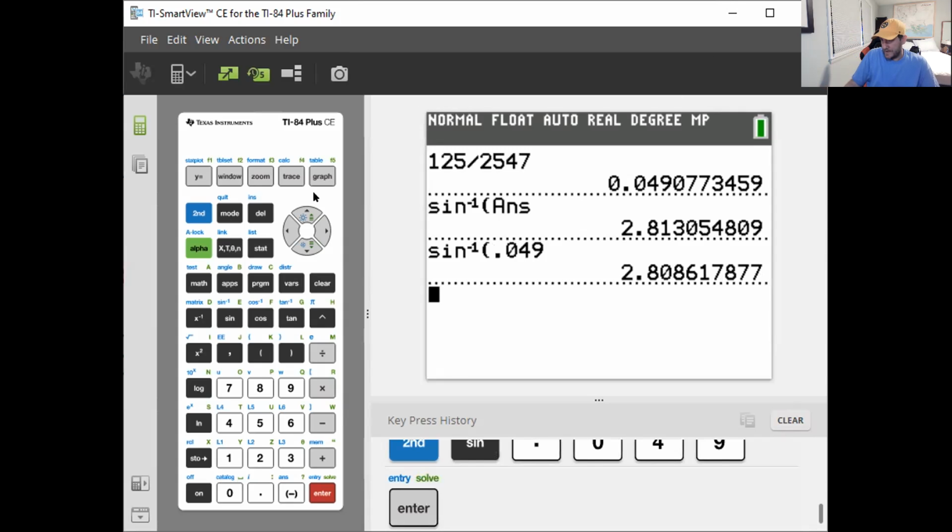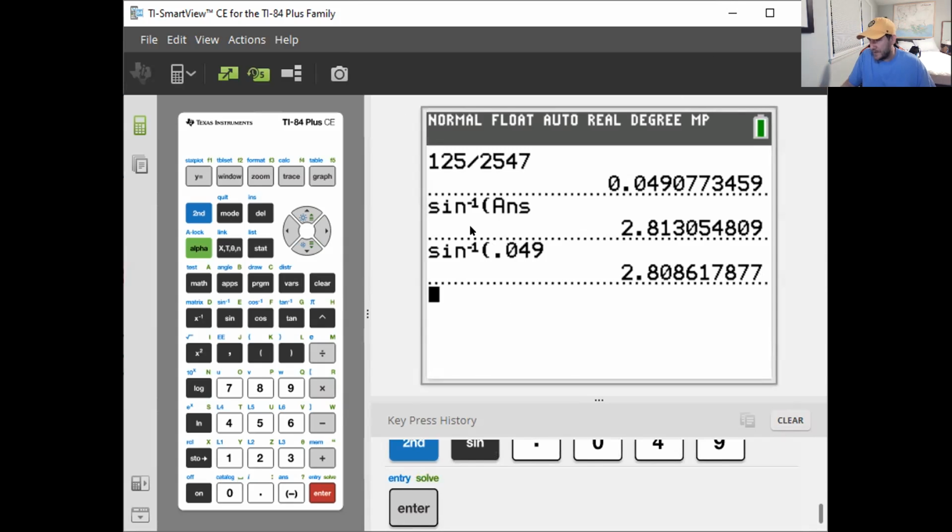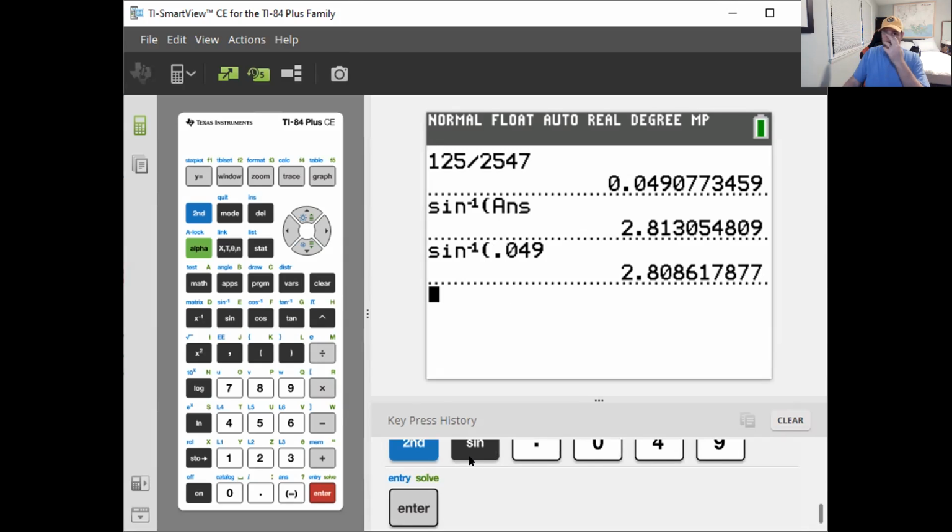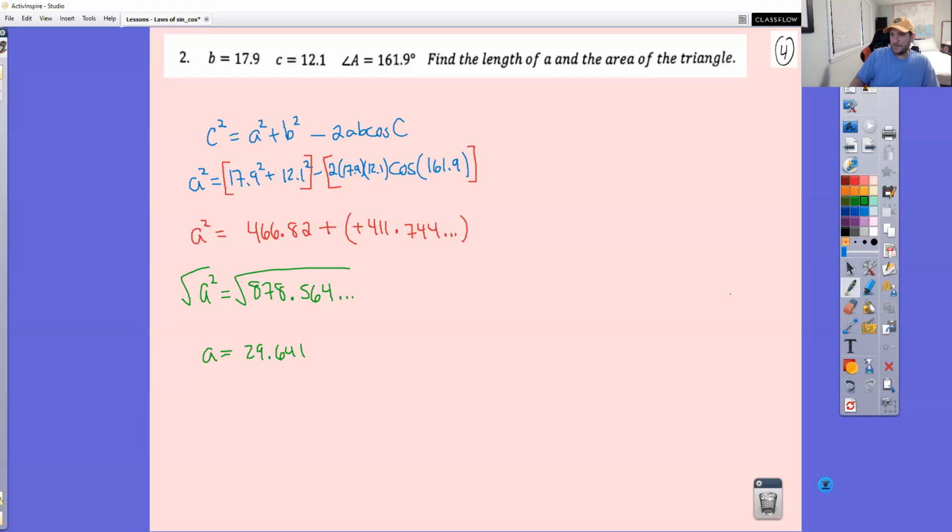Okay. Anyway, I'll shut up about calculator tricks. I'll shut up about accuracy, and I'll just get back down to business. Here we go. What am I doing? Share. Oh, yeah, that's what I want. Okay, so back to the homework. We've got our answer. The length of side A is 29.641.